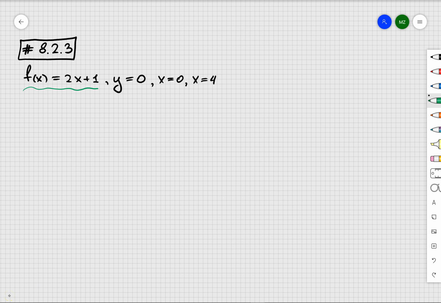Hello guys, so in this video I want to do problem 8.2.3 from section 2, where we need to find the volume of some curve when we rotate the curve around the x-axis. In this case my curve is 2x plus 1 and my restrictions are y equal to 0, x equal to 0 and x equal to 4.